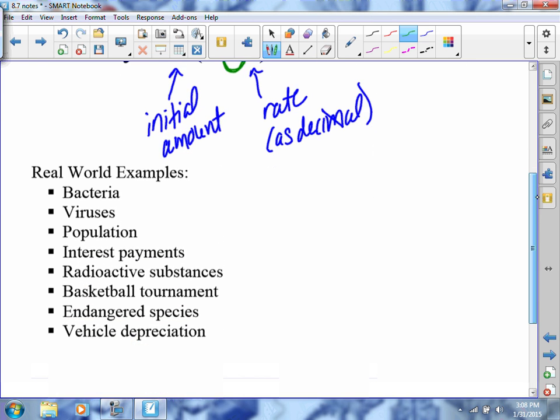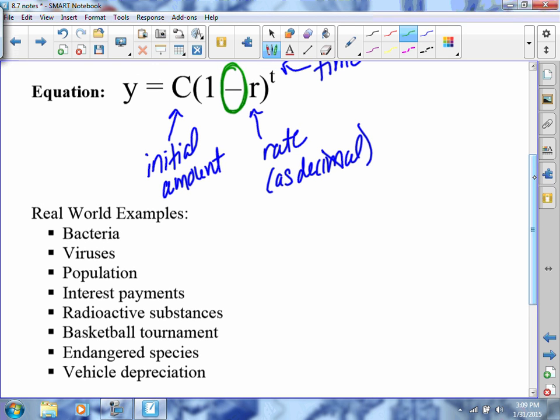And there are a lot of real-world examples of exponential decay. Bacteria and viruses, once you start to take medicine, that medicine makes their growth decay. That's how the virus and bacteria go away and you become well again. Populations can decrease if people move or get sick and die. Interest payments can decrease over time if the interest rates go down or you start paying them. Radioactive substances have a half-life, so they are constantly decaying.